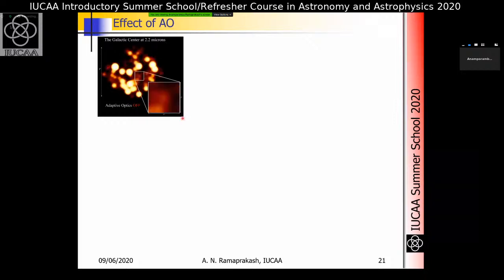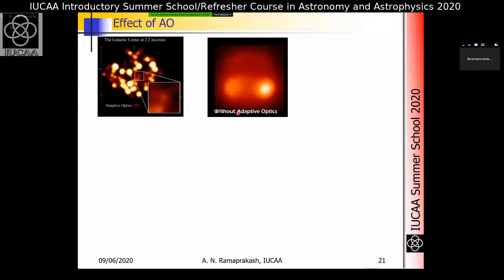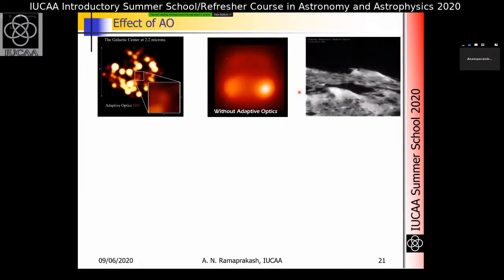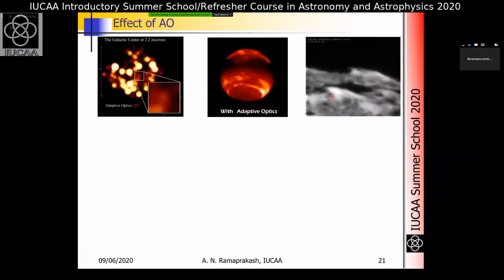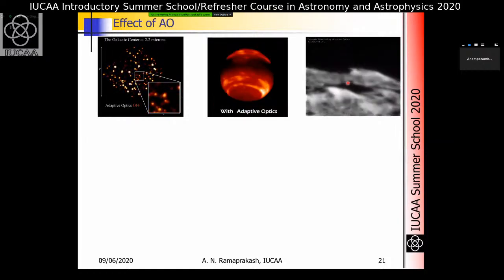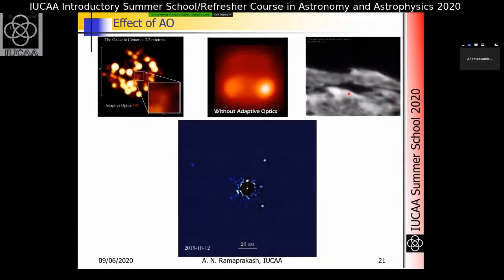This is another example, an image of Jupiter with and without adaptive optics. Another example is the surface of, I think, the moon with and without adaptive optics: a blurred image versus the nice focused image with adaptive optics.